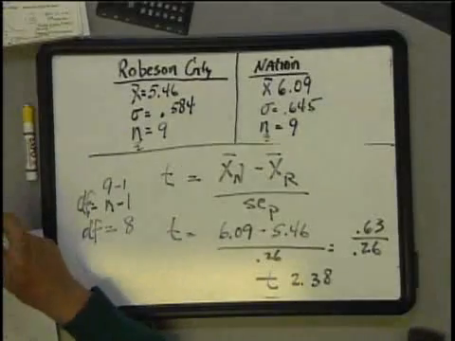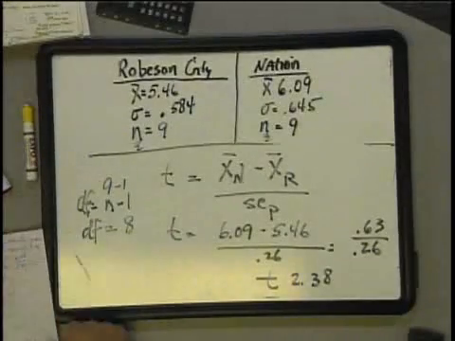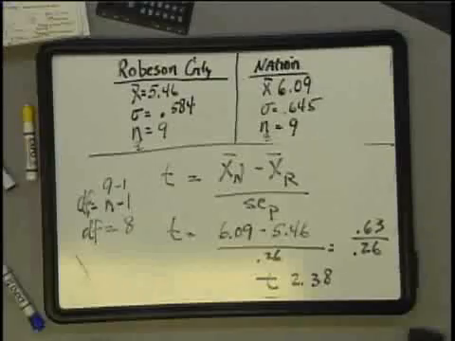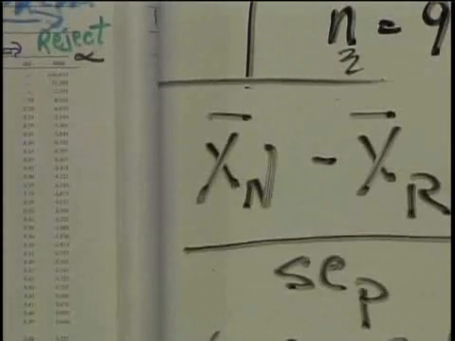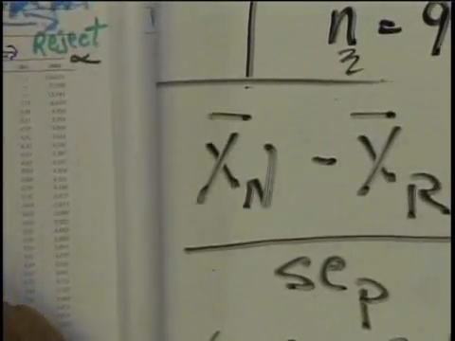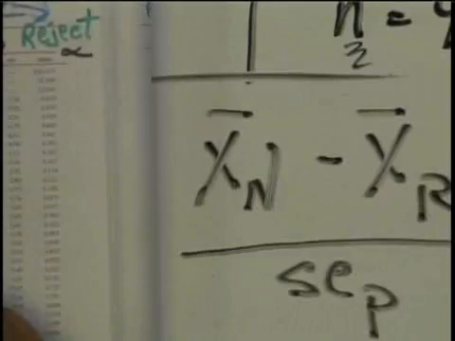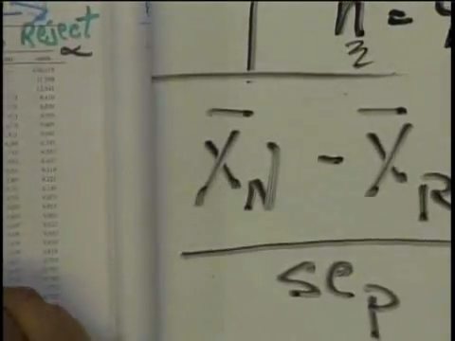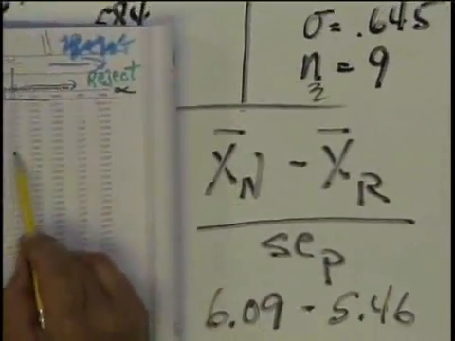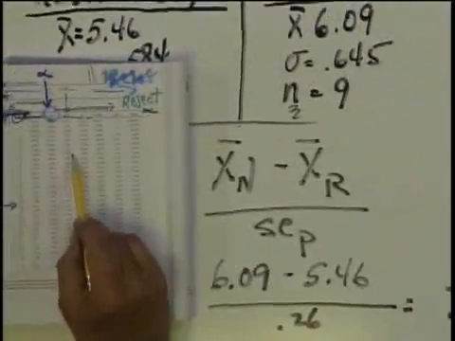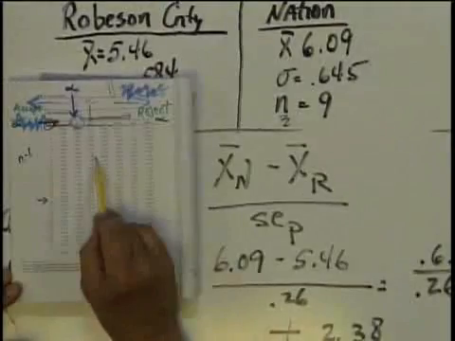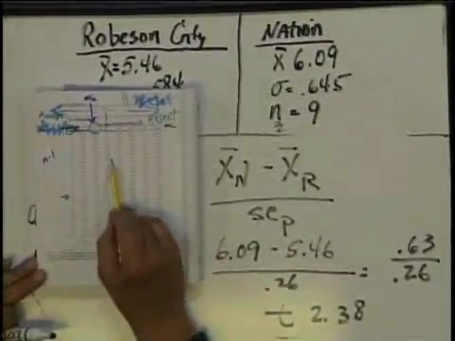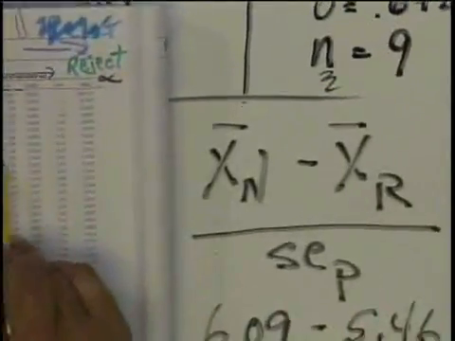Let's go to the chart and see where we are. You're over it. We're in the reject. We're rejecting, huh? Let's see. So with 8 degrees of freedom, okay, here's my 95%. Anything higher than 2.31, I'm going to reject the null hypothesis. At 2.31 or higher, I'm rejecting the null hypothesis. Lazarus, you see that? Yes.